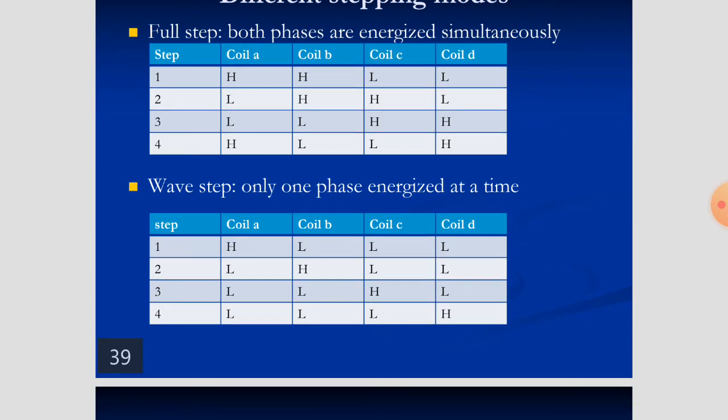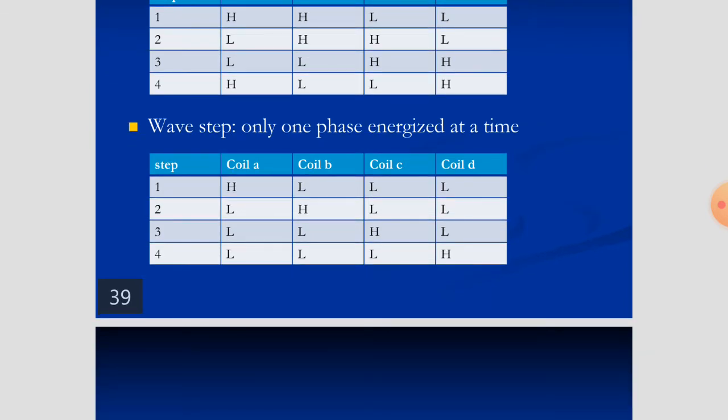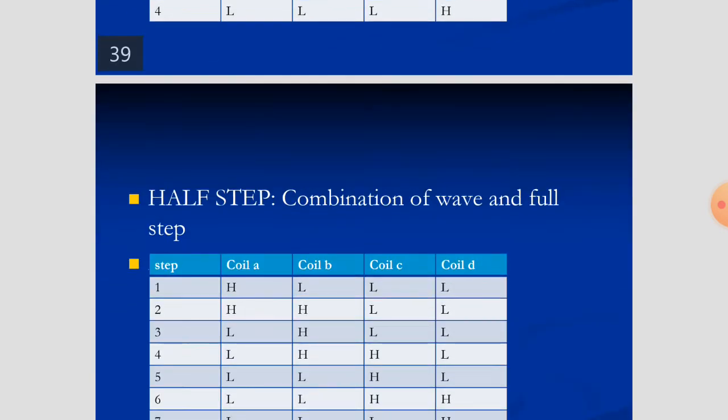You can see in the tables, coil A and coil B both are high and the other coils, C and D, are low. So two coils, that means both phases, become energized simultaneously, and that gives a full step rotation of the stepper motor. In wave step, only one phase gets the current, that is high, and the remaining coils are low, connected to ground. Only one coil gets energized at a time.